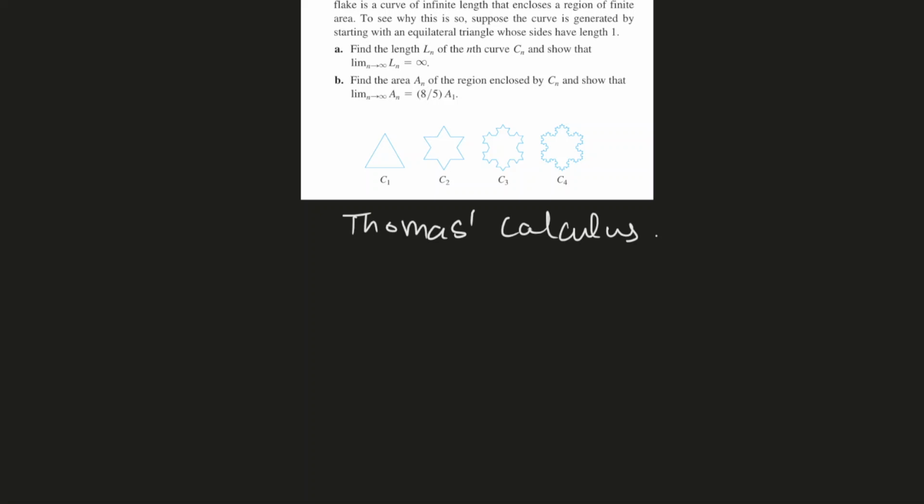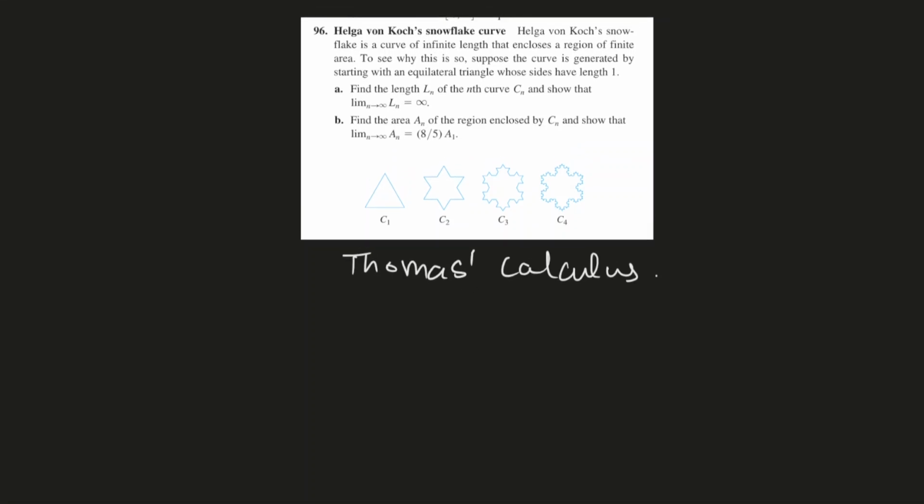Today we are going to be solving a question from the book Thomas Calculus, and this question is about infinite series. I hope it's visible now. It revolves around Helga von Koch's snowflake curve, and it's a way to make a snowflake basically. This is from multivariable calculus, and we're discussing the topic infinite series.